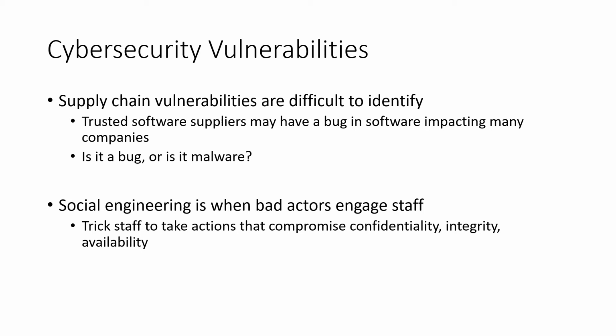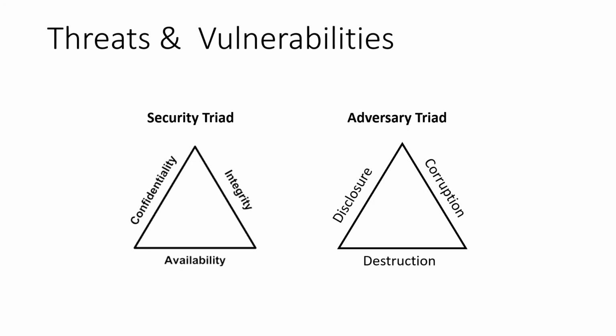So what can we do to minimize these risks? This is all a matter of risk management. We can take a look at our threats and vulnerabilities from a perspective of the security triad: confidentiality, integrity, and availability here on the left. What is our adversary's triad? They want disclosure, they want to corrupt the data, corruption, or just total destruction, denial of service. Which one is the most important to the industrial control system organization, and which one is most important to the adversary?